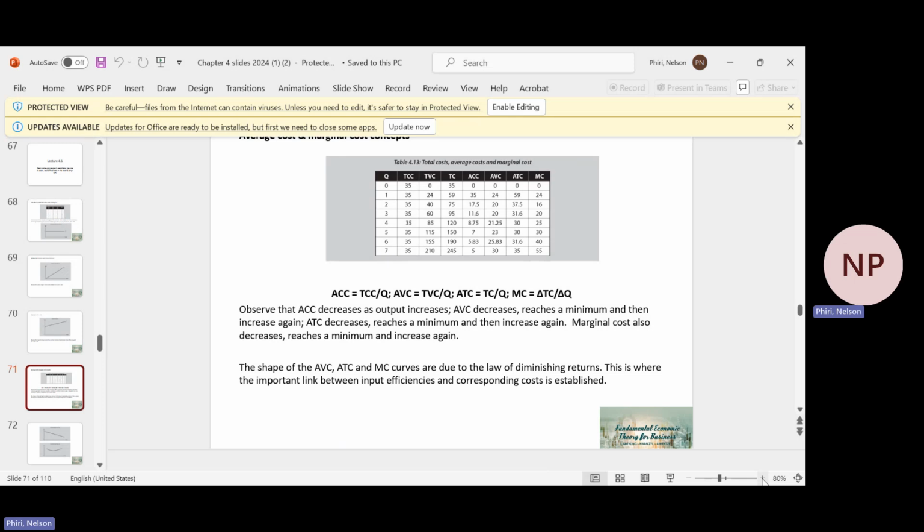You will see later on there is a graph which shows this ATC and where it shows the marginal cost and the marginal output. You will see that they are mirror reflections of one another. So like I've already said, the AVC, ATC, MC curves are due to the law of diminishing marginal returns. That's why they are U-shaped.